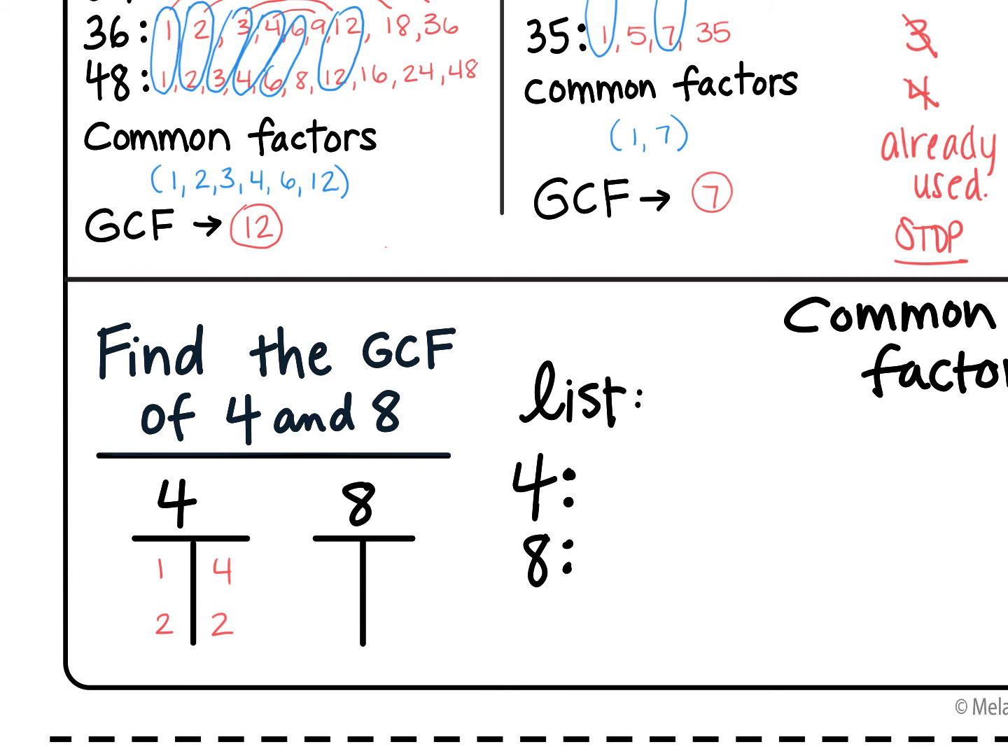For 8, I have 1 and 8, 2 and 4. Does 3 work? Nope. And if I check 4, I've already used 4, so I stop because that is its twin.